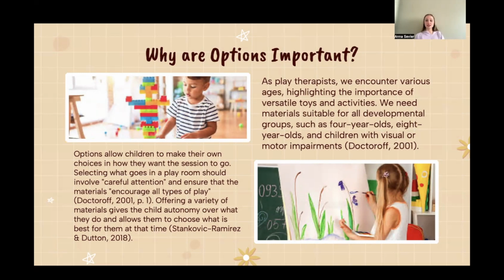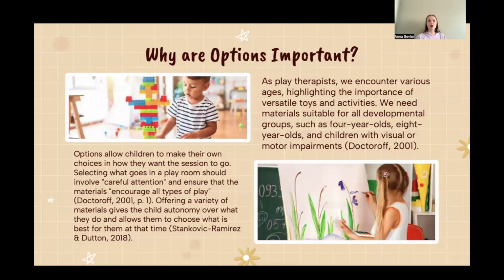Whatever it is, it's what they're choosing and it's important to them, and it allows them to have control over their session. And selecting what goes into a playroom should involve very careful attention, which can ensure that all the materials used in the playroom encourage all different types of play. And this idea is supported by Sandra Doctoroff, who wrote the article Adapting Physical Environments to Meet the Needs of All Young Children for Play. Offering a variety of materials gives the child autonomy over what they do, and it allows them to choose what is best for them at that time. Also stated by Zlata Stankovic Ramirez and Catherine Dunn.